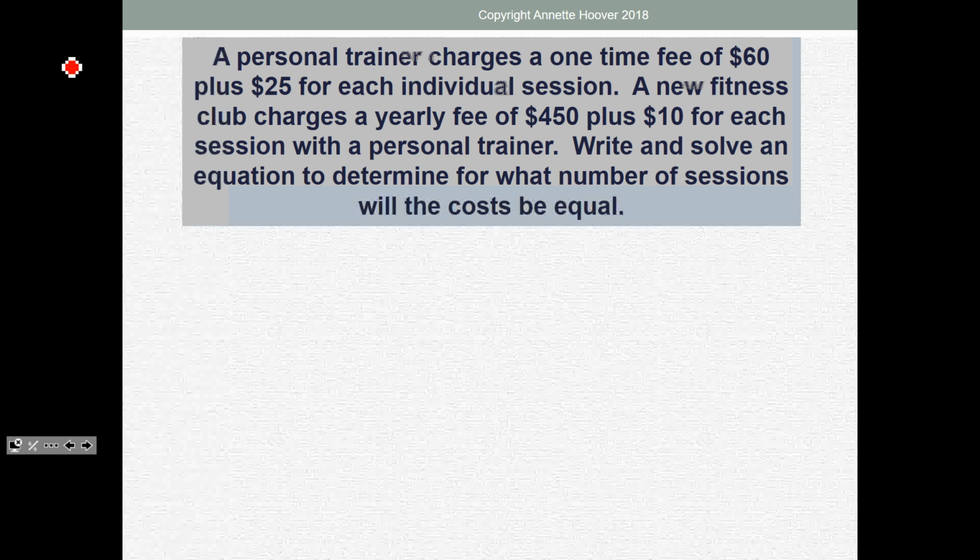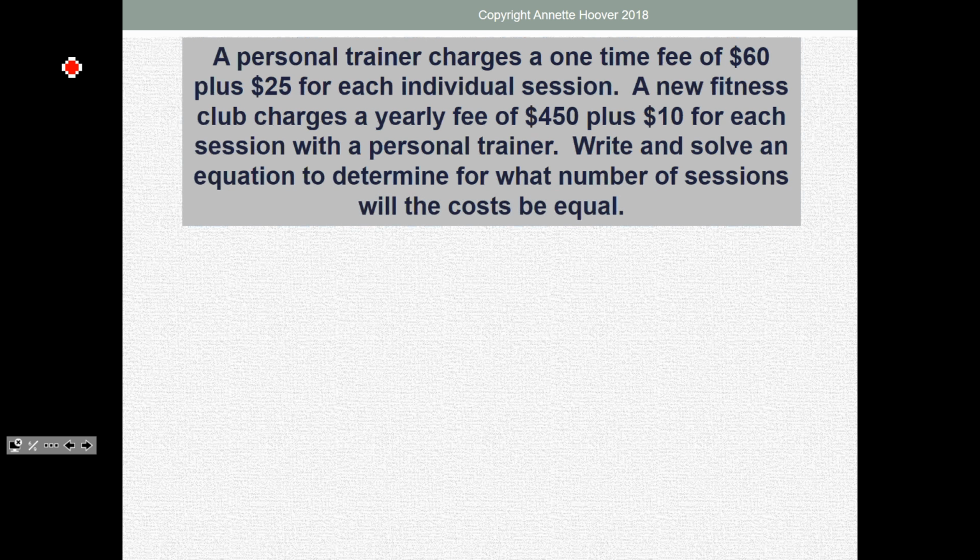Okay, a personal trainer charges a one-time fee of $60 plus $25 per session, but you don't know the number of sessions. So how could we write that? It says $60 plus $25 for each session, but we don't know the number of sessions, so that's an unknown number.